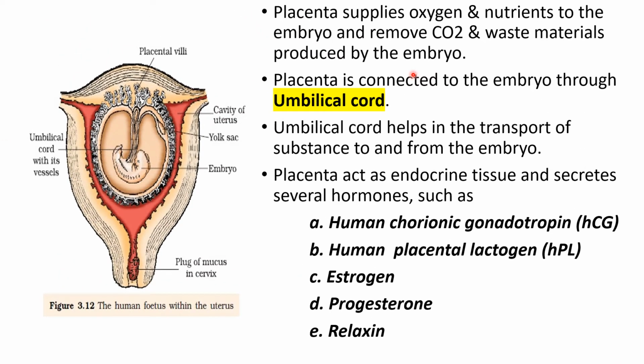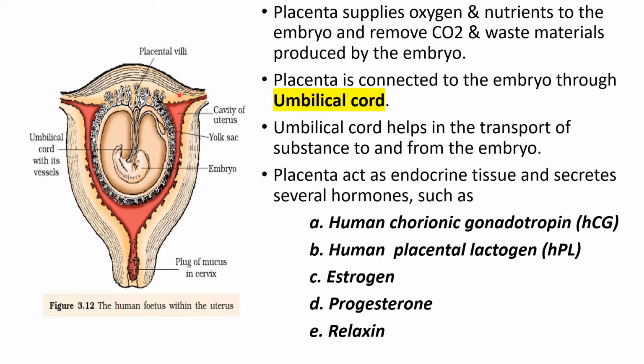The main functioning of the placenta is supplying the necessary things to the fetus from the maternal blood. I mean, it supplies oxygen and nutrients and removes the carbon dioxide and waste materials produced by the embryo. This is the main function.